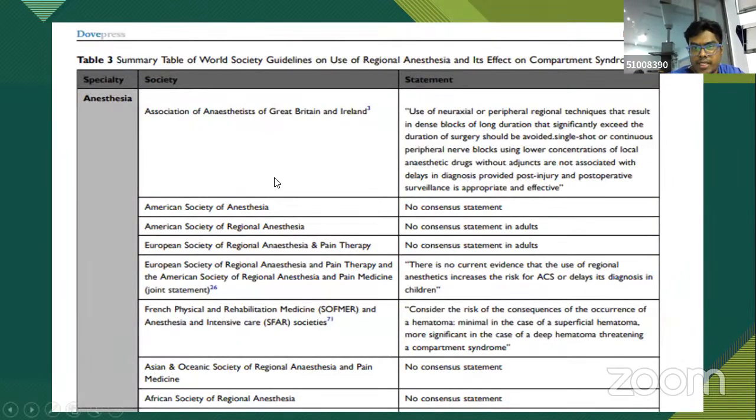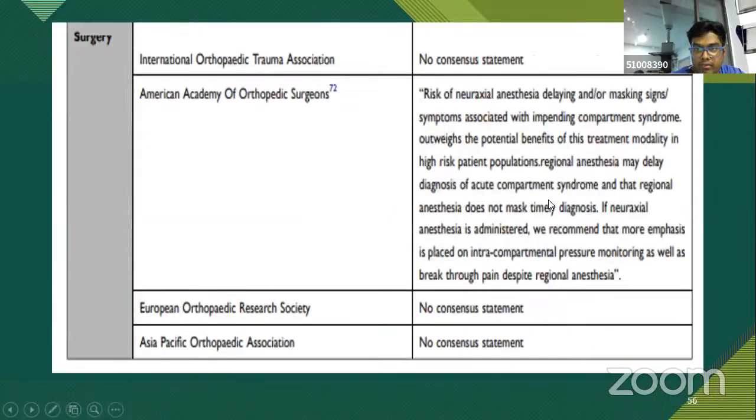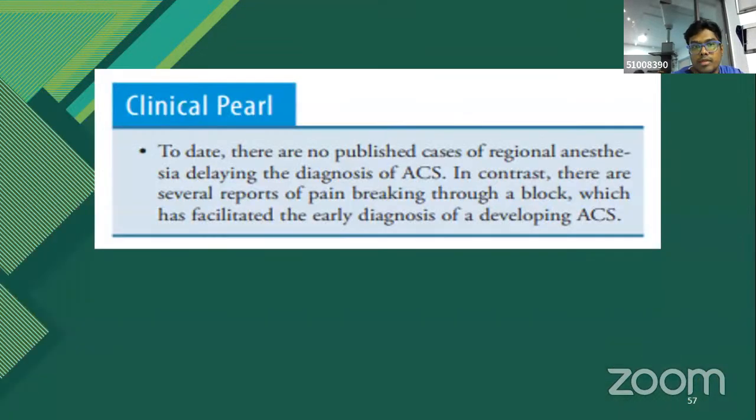Then we have a few societies, like those of Great Britain and Ireland, saying that a dense block of longer duration should be avoided. A single shot or a continuous nerve block of lower concentration of local anesthetic without adjuvants is effective. You can give a block in a patient who is going to develop compartment syndrome. It is the same with the Academy of Orthopedic Surgeons. But the other societies have no consensus statements with regard to compartment syndrome.